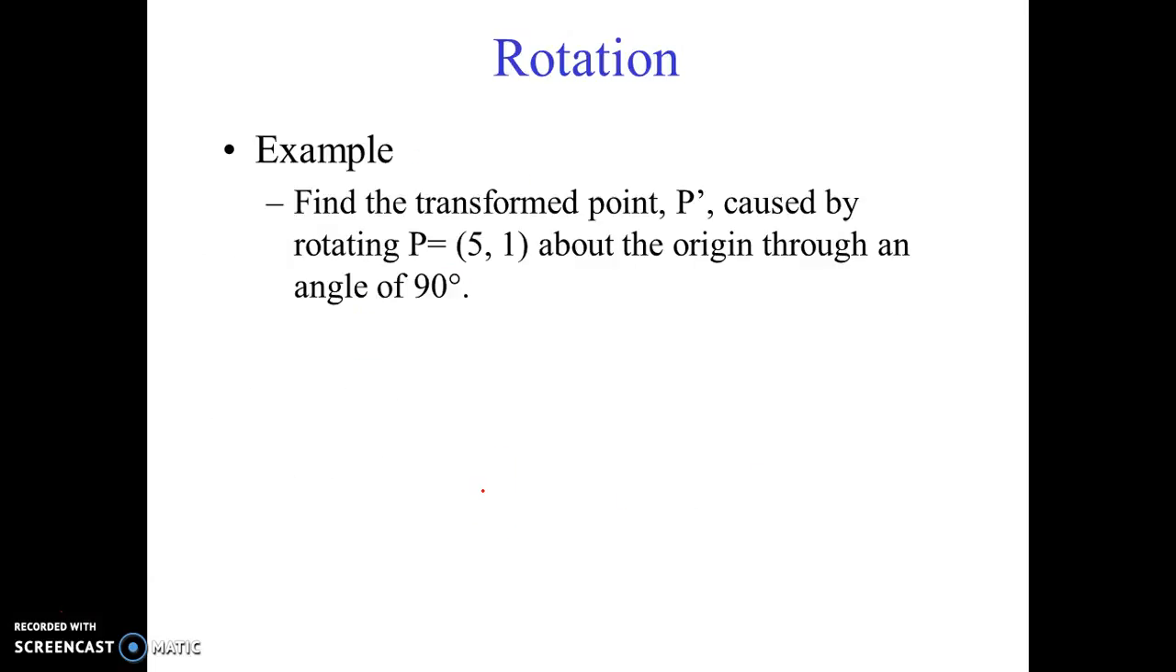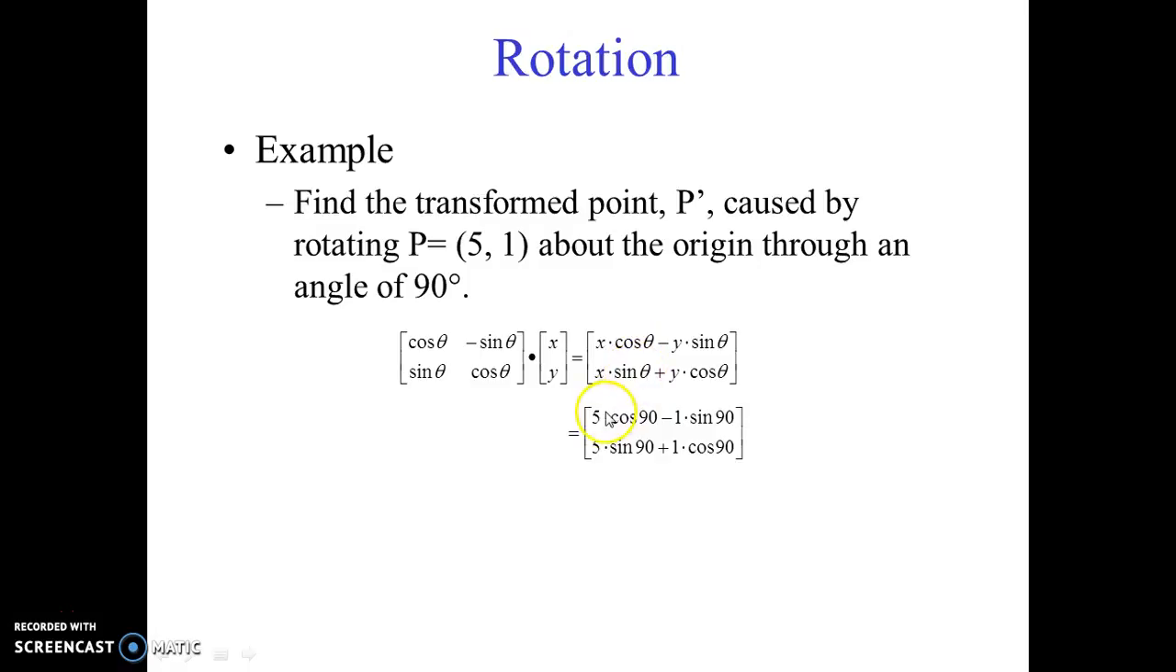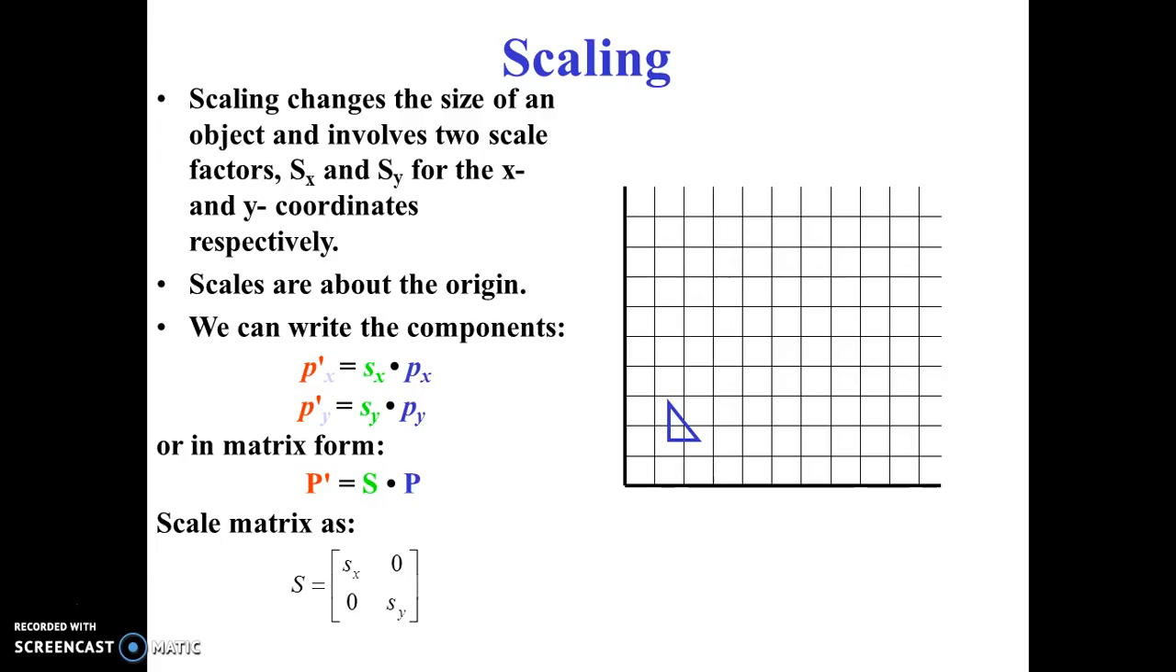This can be explained through an example. Find the transformed point P dash caused by rotating P equal to (5, 1) about the origin through an angle of 90 degrees. So we know that cos theta, this is a rotation matrix, and this is our original coordinates, which will give us this matrix. All we need to do is substitute the values. The x is 5 and y is 1, and theta is replaced by 90 degrees. And when we calculate this, we get a new position (-1, 5).